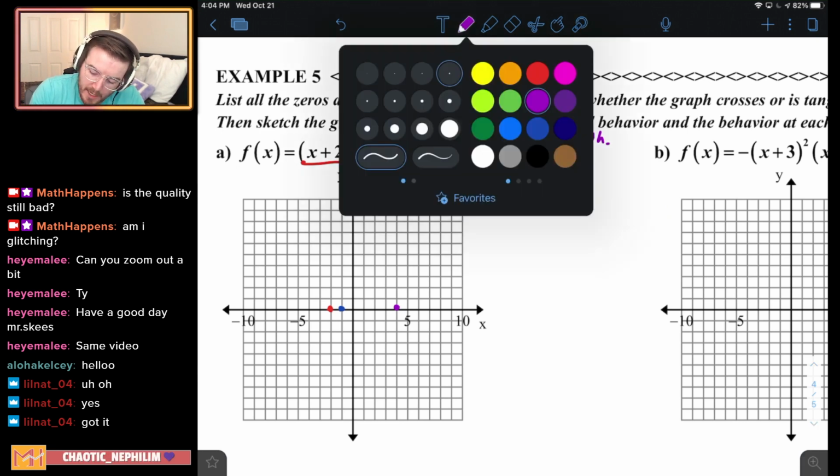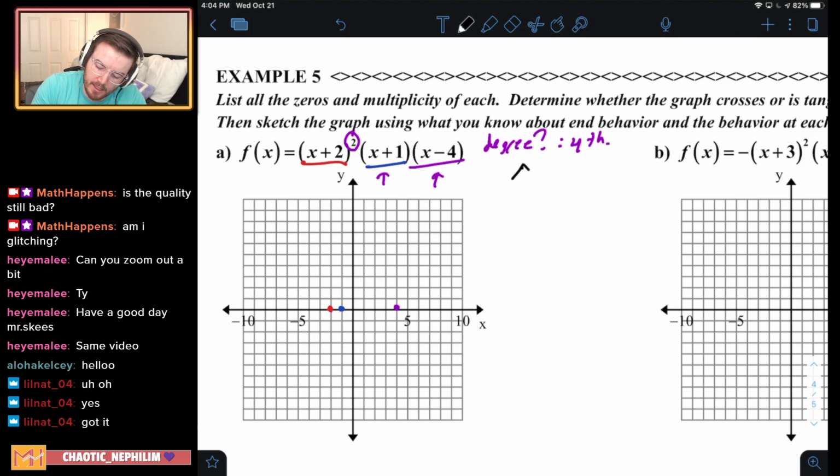So I know that my graph looks something like this, right? It has to go up, up. So, because we know that it bounces at -2, but does it bounce like this, or does it bounce like this? Well, the answer is the second one, right? Because it has to go up. So, bounce, cross, cross.